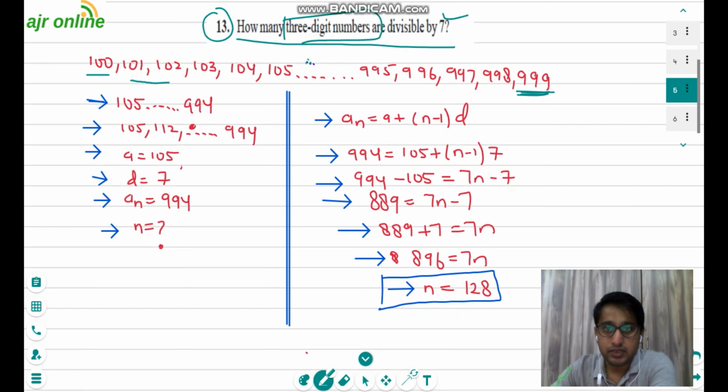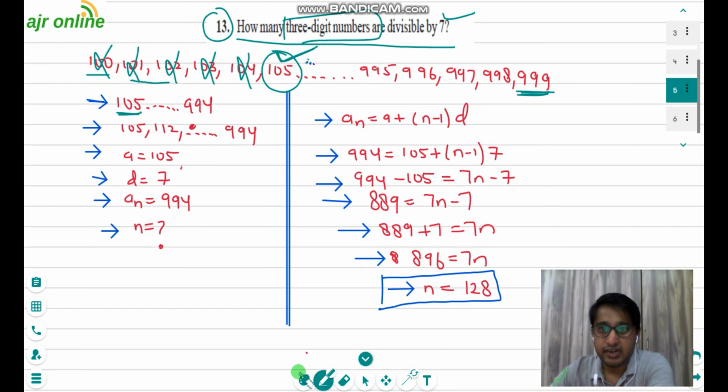First we will have to check which is the first three-digit number which is divisible by 7. This is not divisible by 7, this is not, this is not, this is not, this is also not divisible by 7. Yes, 105 is divisible by 7. So this has become the first three-digit number which is divisible by 7. So our AP will start from here.